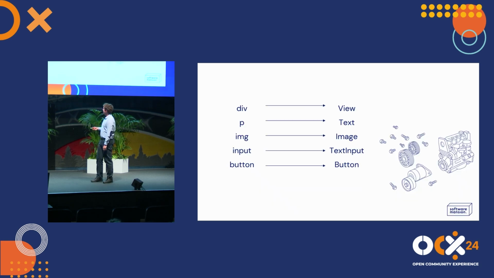And in React Native, most of the HTML tags have some corresponding component in React Native. For example, for div, you have View. For p, you have Text. For img, you have, well, Image, and so on and so on. So what the React Native team tries to do is to support most of the web APIs.